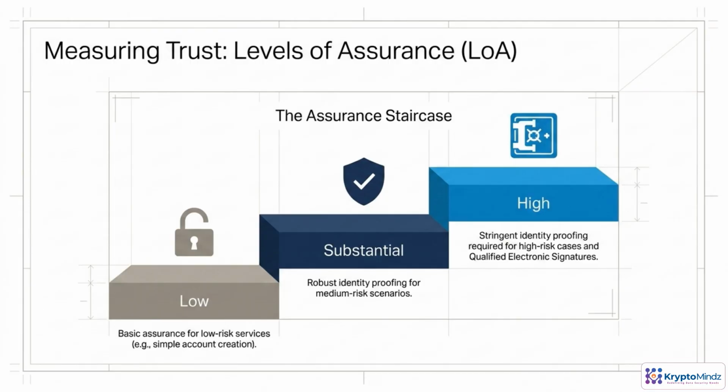Levels of assurance are a way to match how sure we are about someone's identity to how risky the action is. Low level uses light checks, suitable for low-risk interactions. Substantial involves stronger identity proofing, appropriate for things like standard bank onboarding. High is reserved for the most sensitive operations, including qualified electronic signatures, where regulators expect rigorous, well-documented proof of who the user really is.